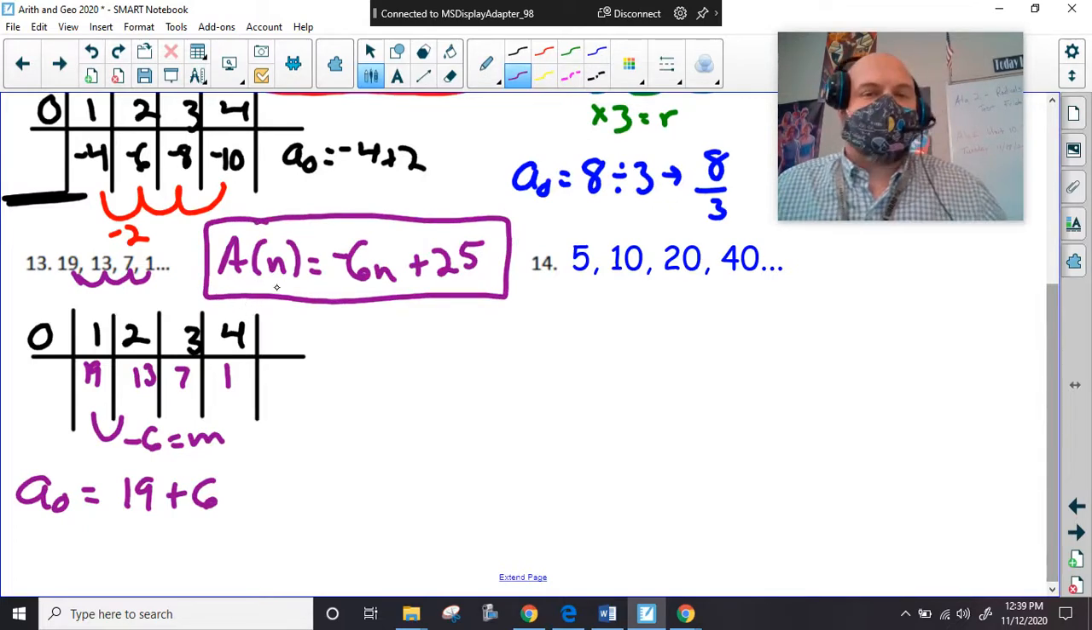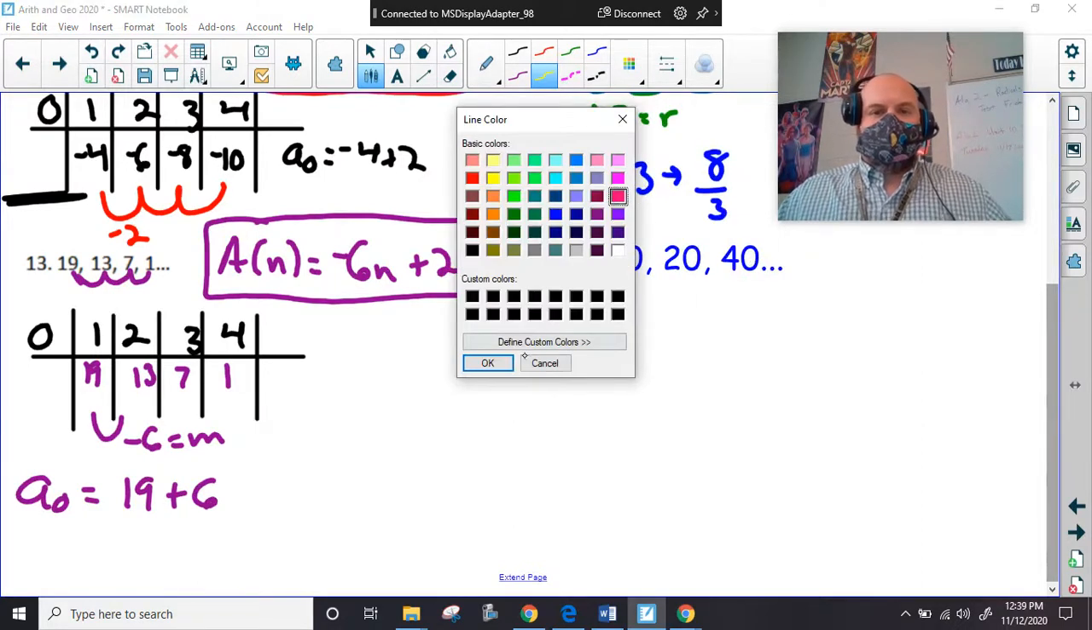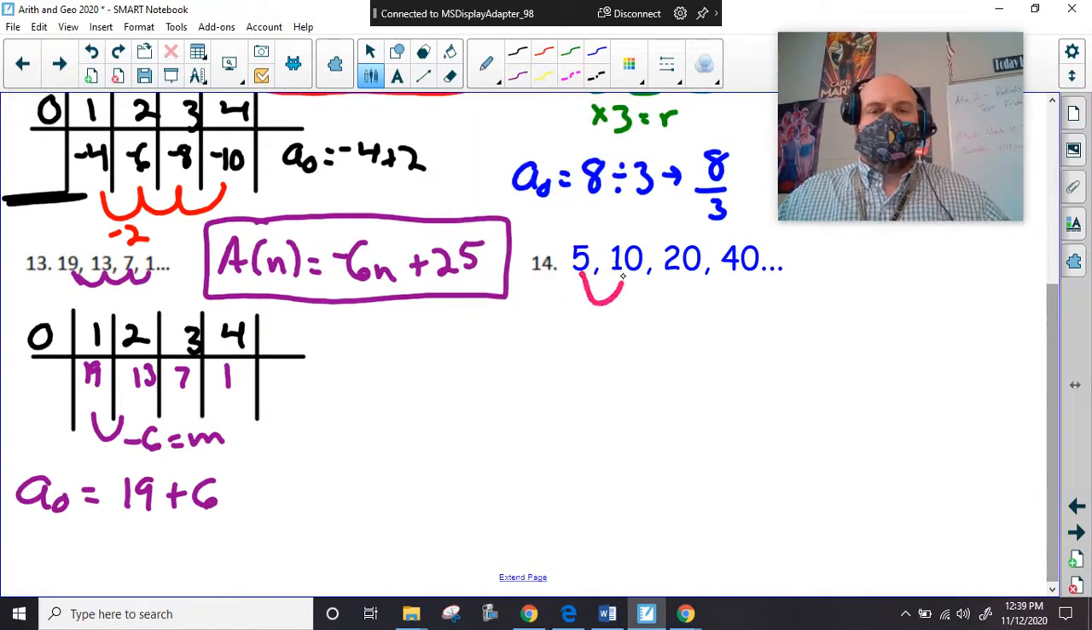Okay. I'm just about running out of colors. Oh yeah, hot pink. Here we go.